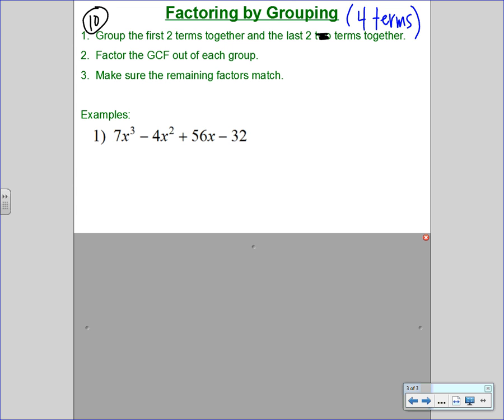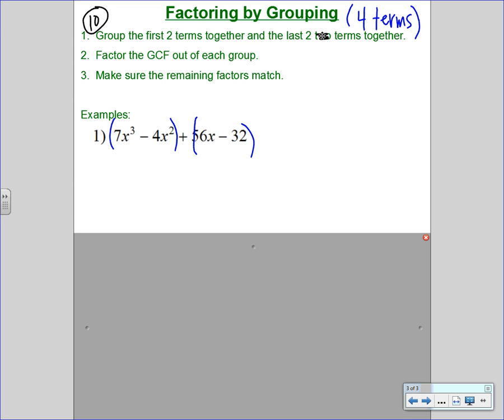So is there something that we can factor out of all 4 terms? Like, is there a number that divides into all 4? No, there's not, right? So then if we just group them, we'll group the first 2 terms together, and we're going to group the last 2 terms together.